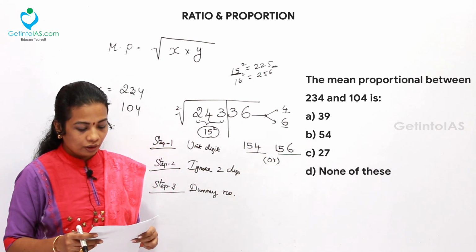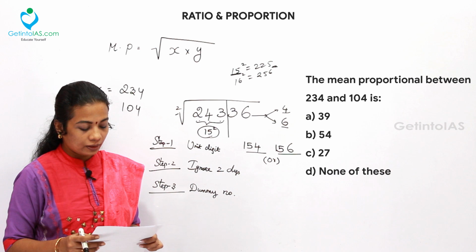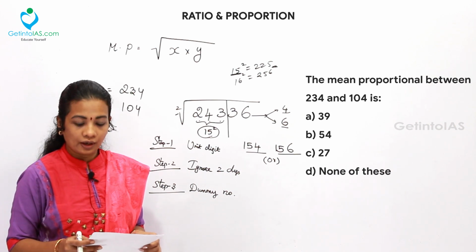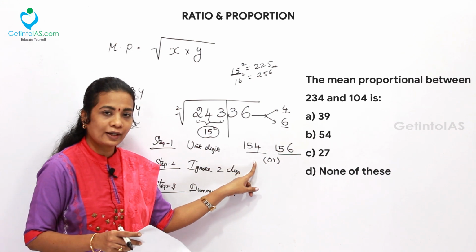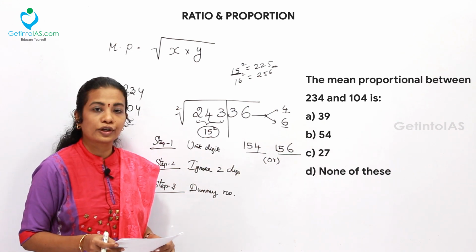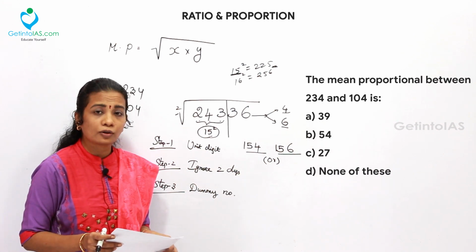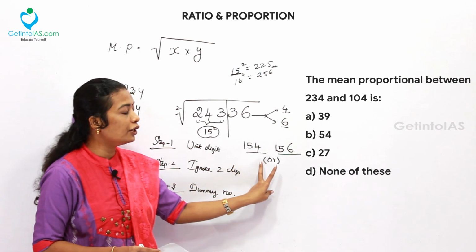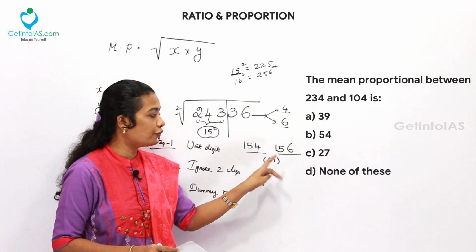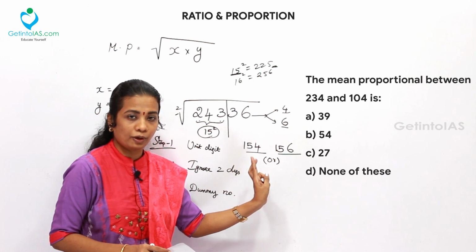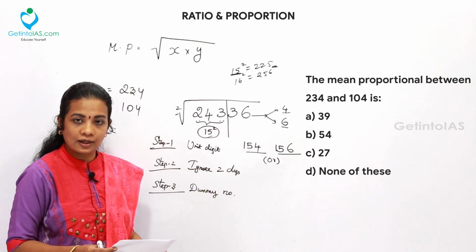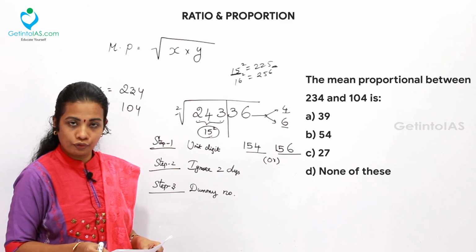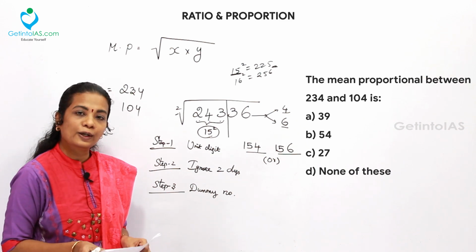In the options, you can look, the options are 39, 54, 27 and none of these. From this point itself, you can conclude your answer is going to be none of these, because all are 2-digit numbers. Here we are getting two alternatives, that is 154 and 156, which are 3-digit numbers. So further no need to move. You can from this tip simply say that 156 or 154 is going to be your answer. Simply you can mark D.